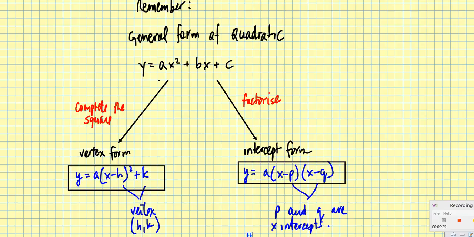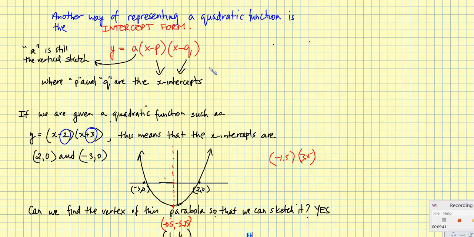Okay, so let's do a couple of examples. All right, so a is still the vertical stretch, and p and q are the x-intercepts, and it doesn't matter which order they're placed in. So if we were given a quadratic function that was y equals (x minus 2) times (x plus 3), that means that the x-intercepts are actually found at (2, 0) and (negative 3, 0).